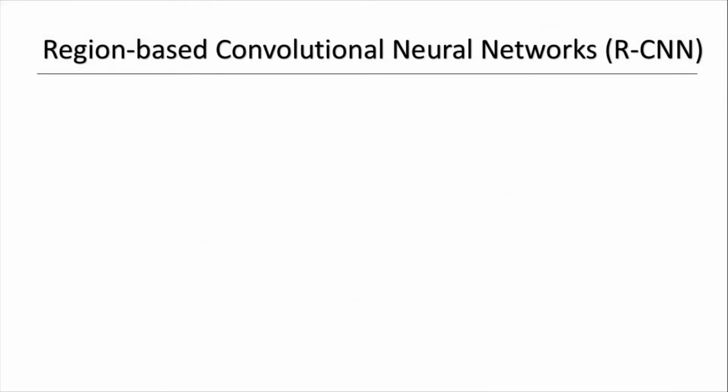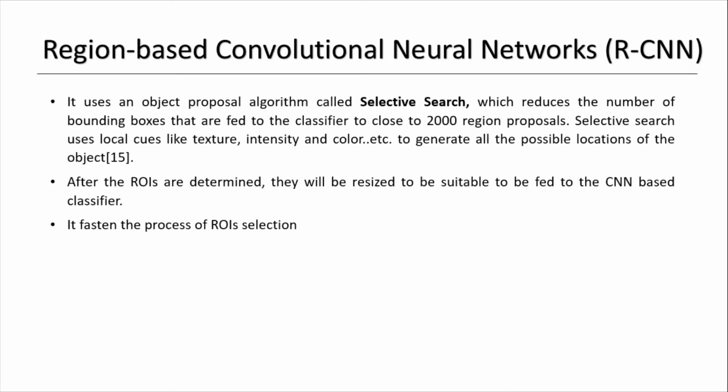Moving to the next algorithm, region-based convolutional neural networks. It's an upgrade of CNN, as CNN takes a long time to detect the object. RCNN may have been one of the first large and successful applications of convolutional neural networks to the problem of object localization, detection, and segmentation. It uses an object proposal algorithm called selective search, which reduces the number of bounding boxes that are fed to the classifier to close to 2000 region proposals. Selective search uses local cues like texture, intensity, and color, etc. to generate all the possible locations of the object.